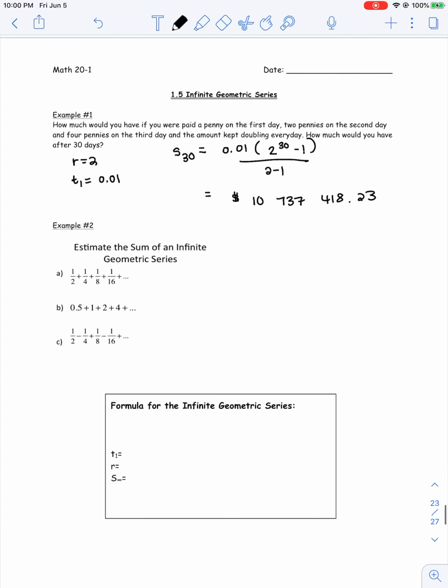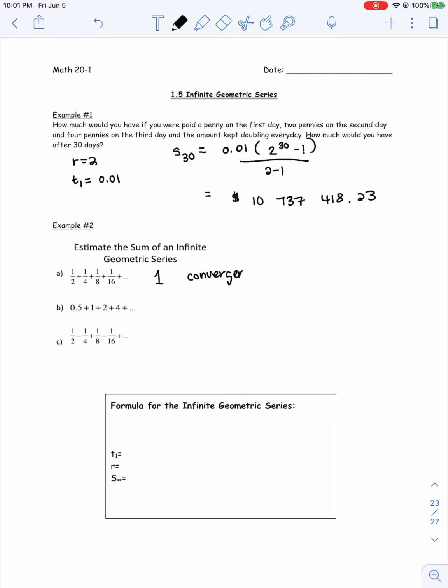So example number 2 is what an infinite geometric series is all about. It's about a series or a sequence of numbers that continue on forever. So for example, 1/4, 1/2, 1/4, 1/8, 1/16, they're asking us to estimate what we think the sum is approaching. So in your calculator, if you put 1/2 plus 1/4 plus 1/8 plus 1/16, we would get that the number is about 0.9375. And if we kept adding numbers, we would see that it seems to approach 1 as a sum.